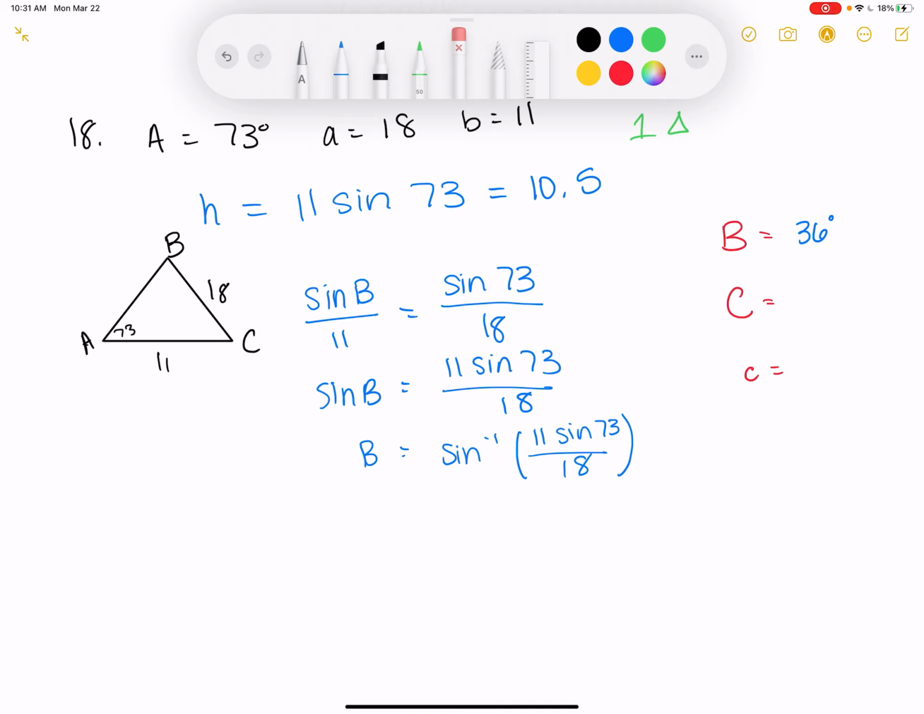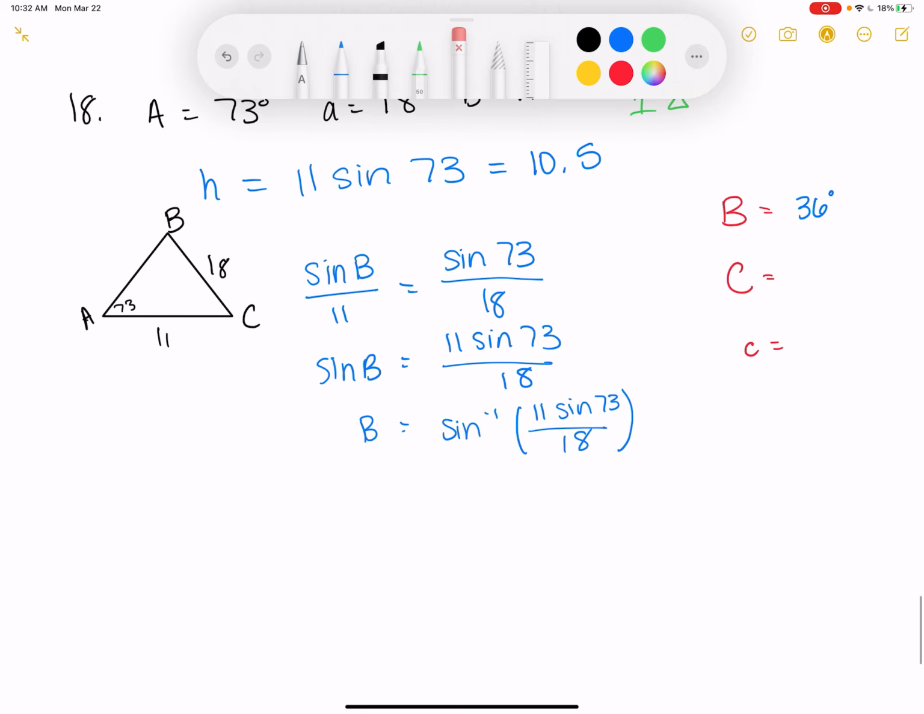Hit enter. Then hit second sine, which is going to give you the inverse sine. Then hit second again, and at the bottom right corner there should be a button that says answer. Hit enter and you should get it. So now I know angle B. So what is angle C?